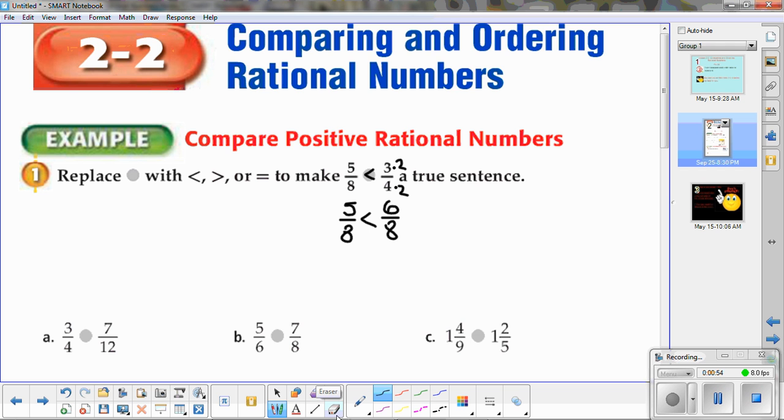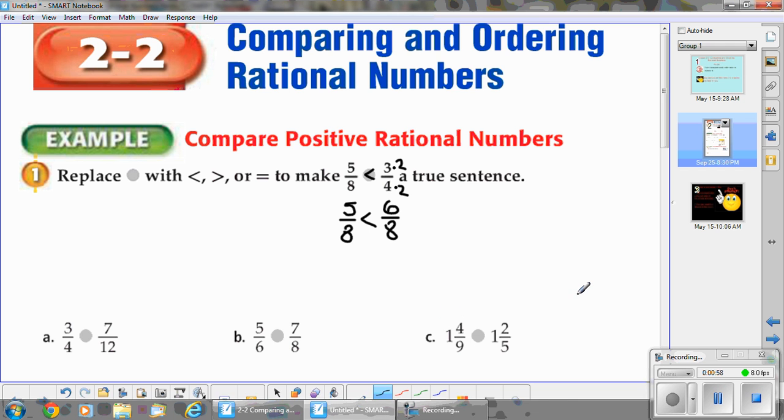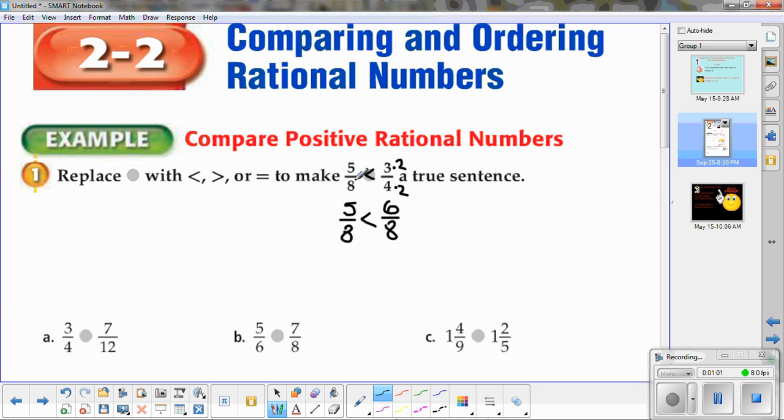Now at some point you may have learned how to compare fractions by using what some teachers call the butterfly method. The butterfly method is just multiplying diagonally. Let me rewrite this problem again. 5/8 and 3/4. If I were to go now and multiply diagonally, 8 times 3 is 24, and 5 times 4 is 20. 20 is less than 24, therefore 5/8 is less than 3/4.